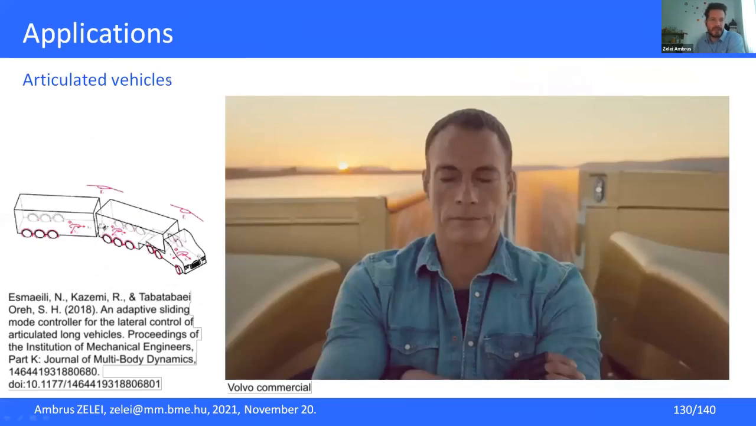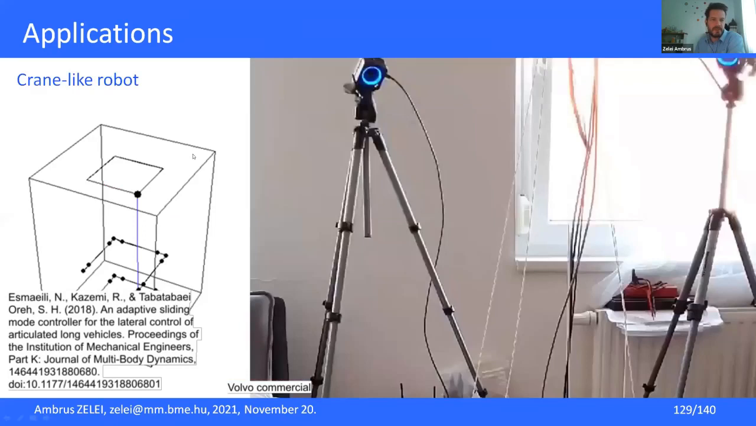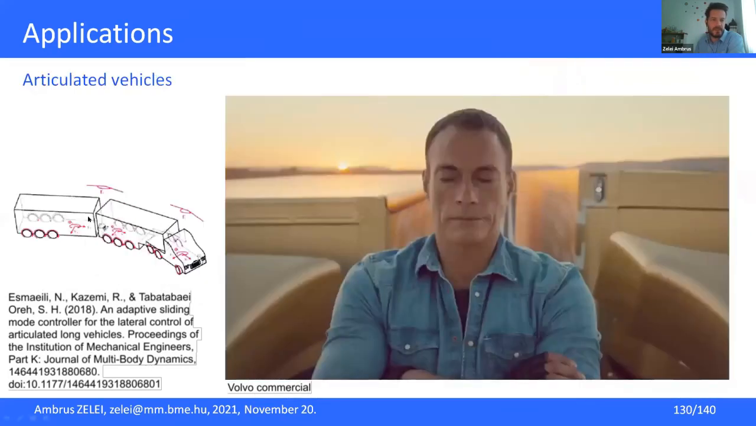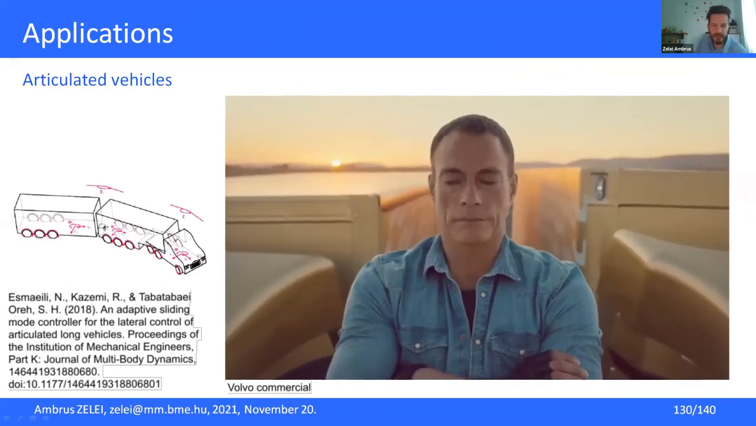Okay, and there are some problems with articulated vehicles, so it's enough from cable tethered robots or crane-like robots. So articulated vehicles are problematic when they are going backwards. So if you want to use reverse, it can be a problem. And there, I don't know if you know this video. It was almost 10 years ago or something like that when it was a very big kick, and Volvo released this video to show how efficient their control is.